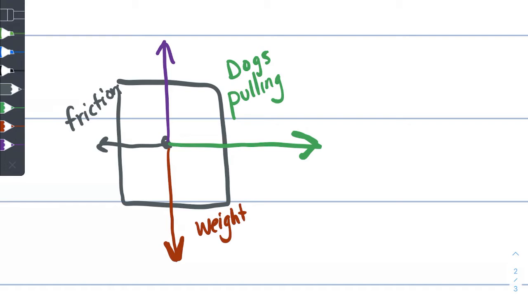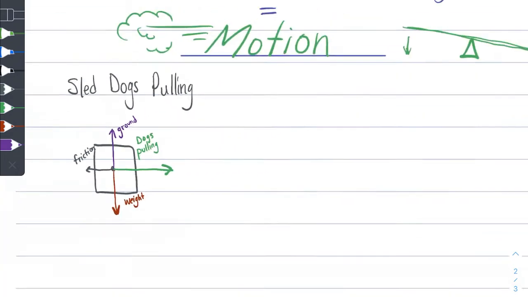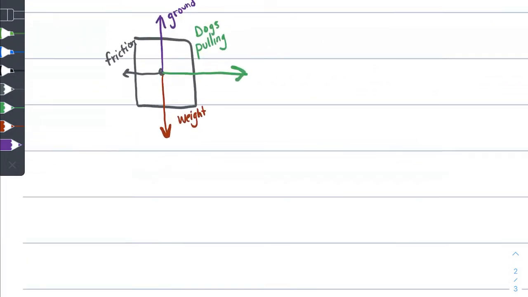And that could be like of the snow, because you can imagine if we were on grass, then the friction might be even larger. And then the up arrow, our purple arrow, is the force of the ground pushing up on the sled. So if we take all of these arrows then and put them side by side, the ground arrow and the weight arrow are equal in size and opposite in direction. So there's no motion in the up and down direction.